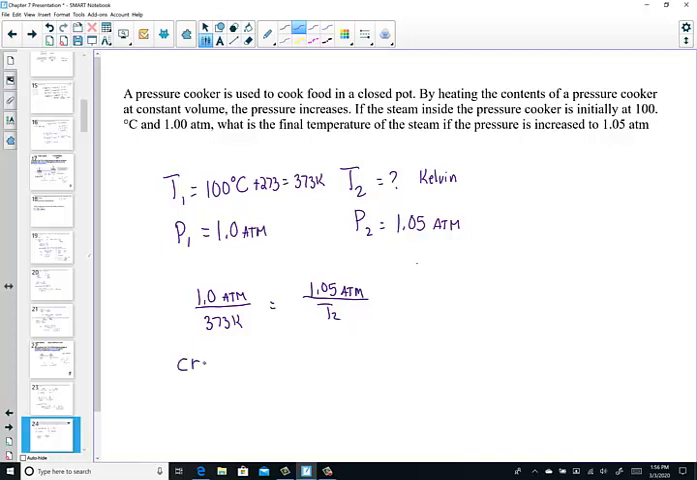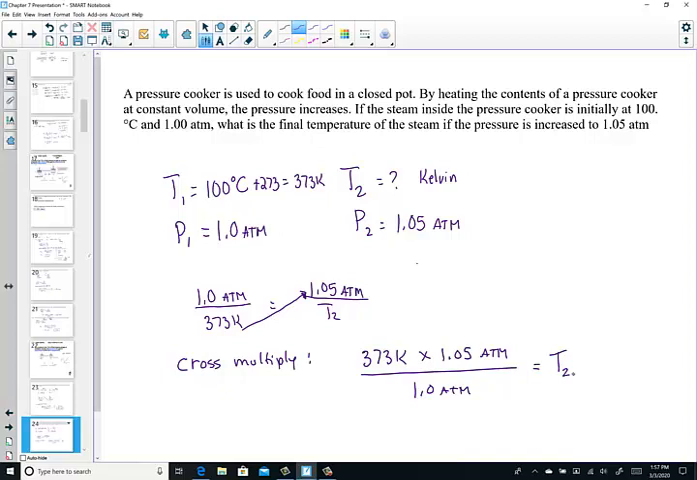I still want you to employ the same type of algebra. I want you to cross multiply, but this means you're going to start with the side without the variable. When we cross multiply, we start with saying 373 Kelvin times 1.05 atmospheres. That will be set over 1.0 atmospheres, and that isolates T2. So cross multiply the two numbers without the variable and divide by the third number. Let's hit that. 373 times 1.05, divide by 1.